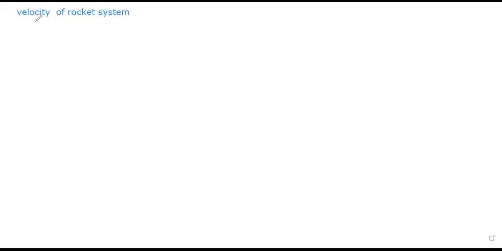So as I said, the rocket is the best example of a variable mass system. Variable mass system means a mass which can be varied with respect to time. When the system mass is decreased, it means an amount of the mass is ejected out from the system. It is considered as negative. So we are going to derive the velocity of the rocket at any given time. So this is our topic today.